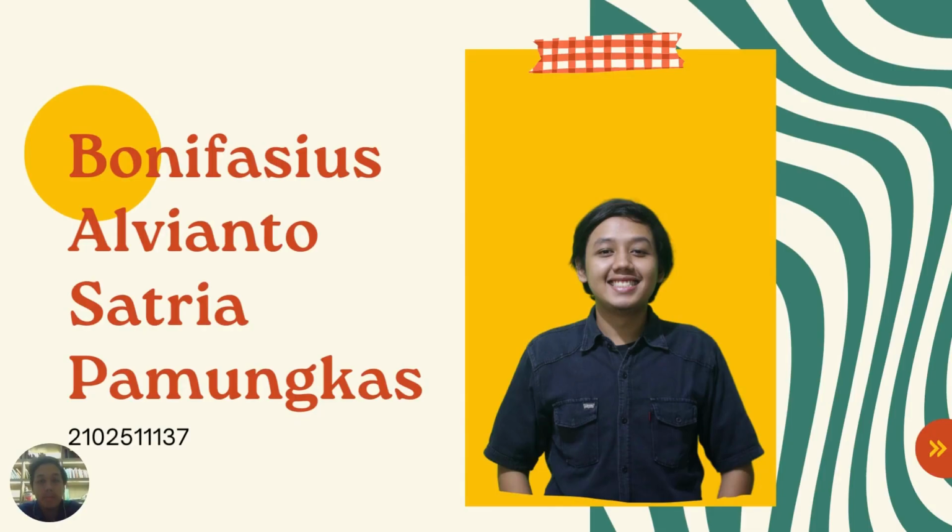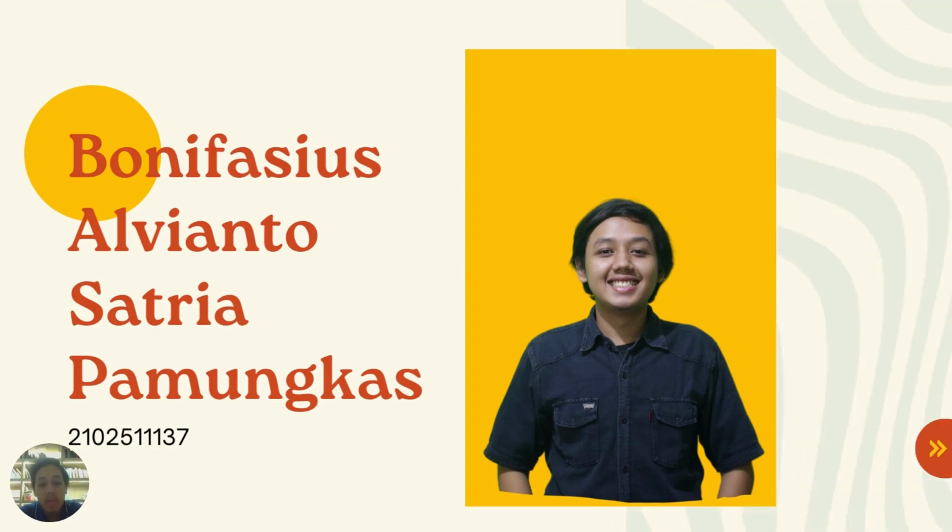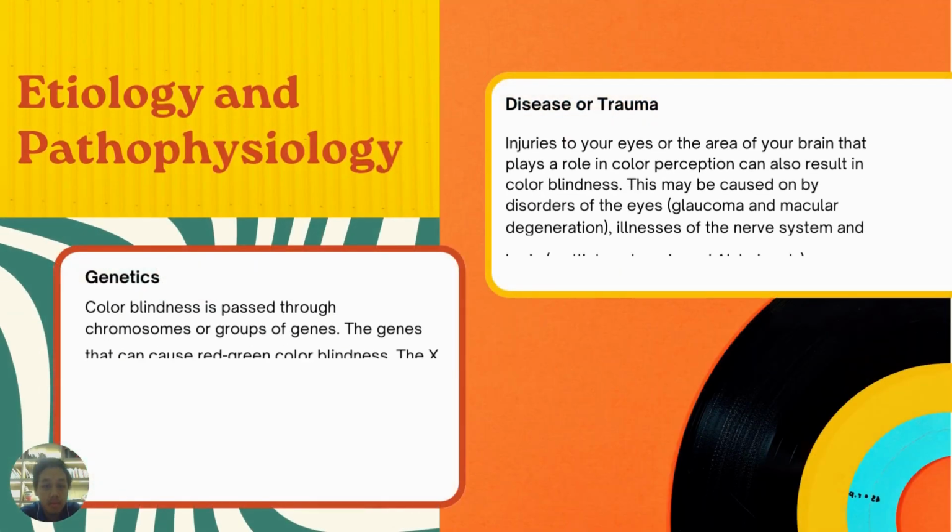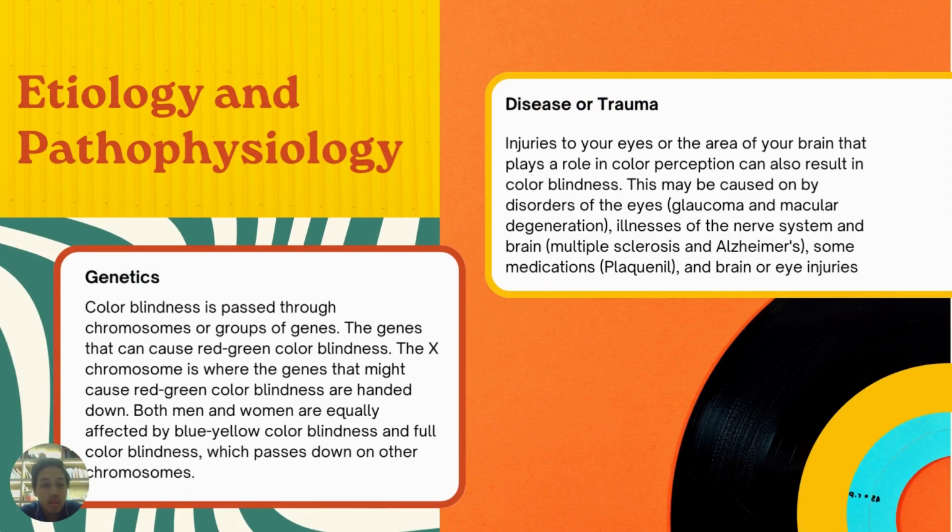Thank you. Greetings, doctor and friends. My name is Bonifasius Alvianto Pamungkas with last digits number 137. On this occasion, I want to explain about the etiology and the pathophysiology of color blindness. There are two things about the etiology and the pathophysiology. First of all is genetics.